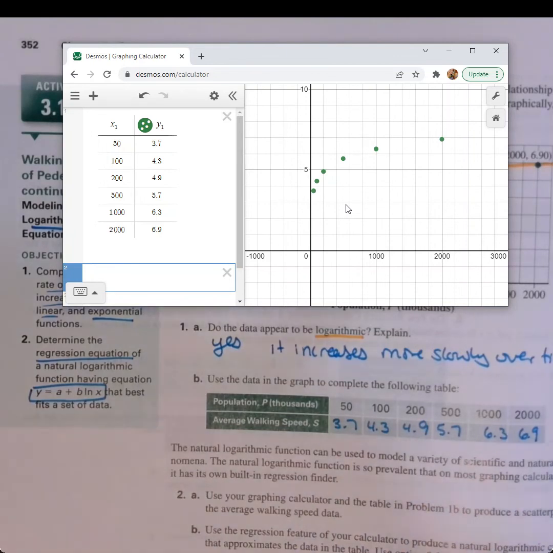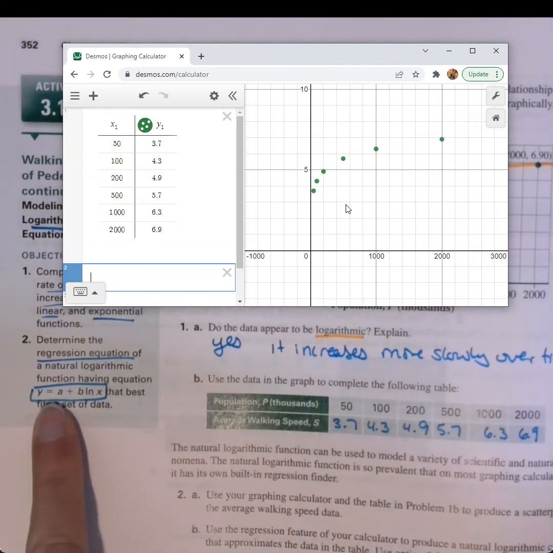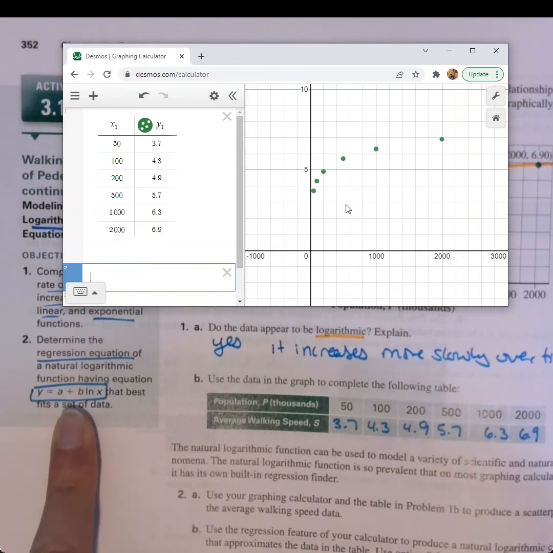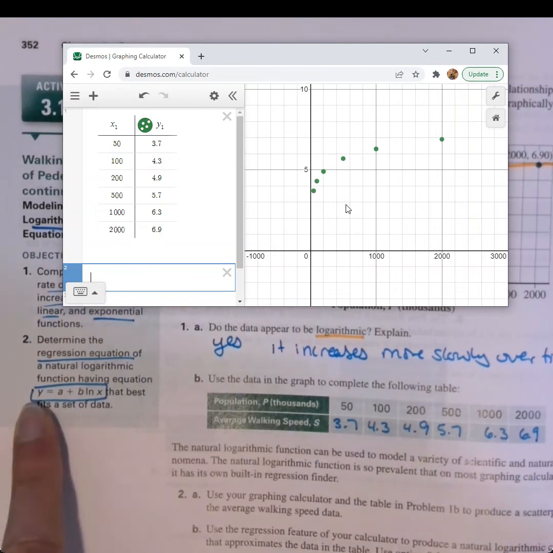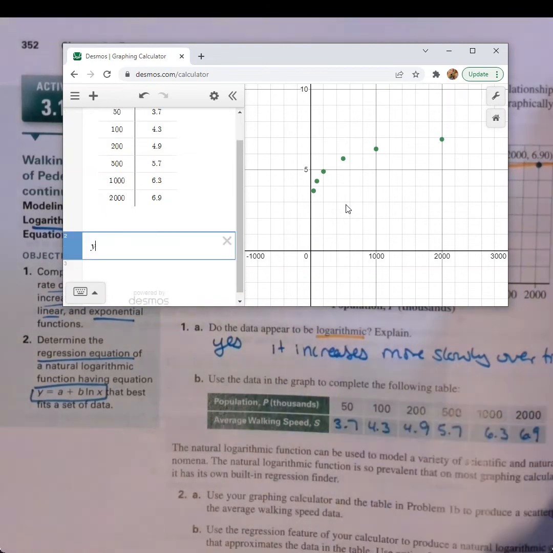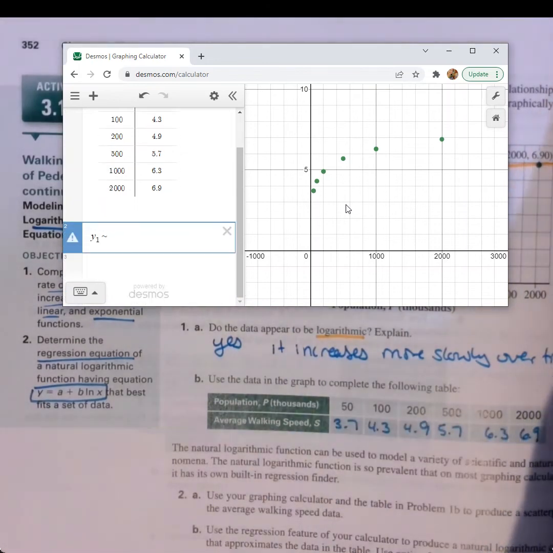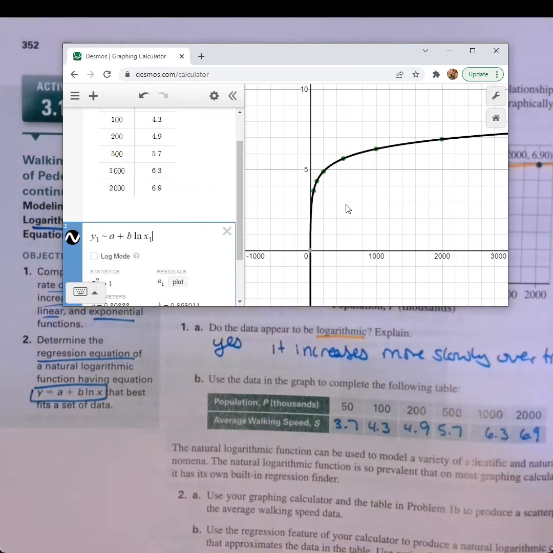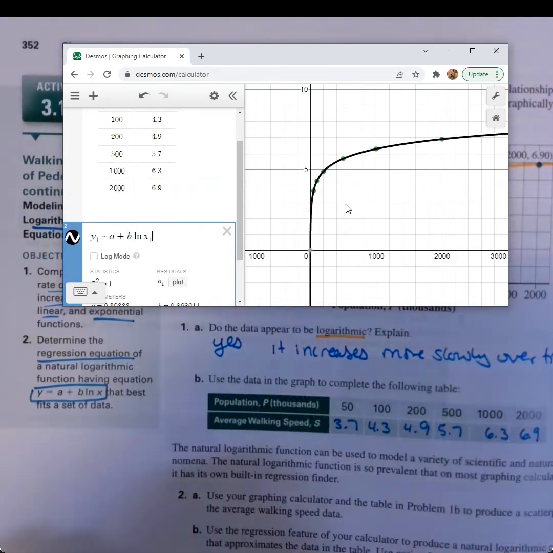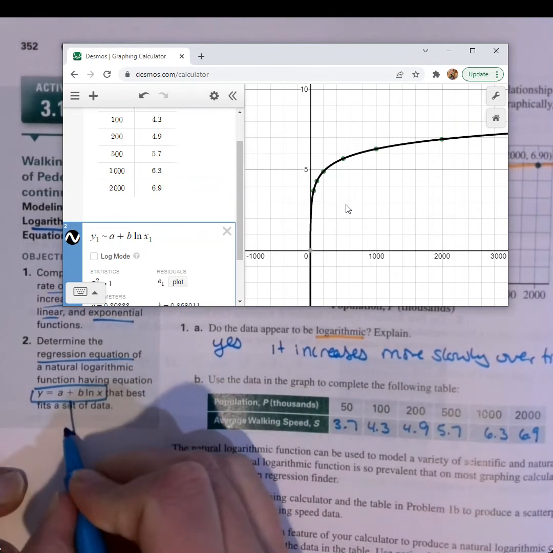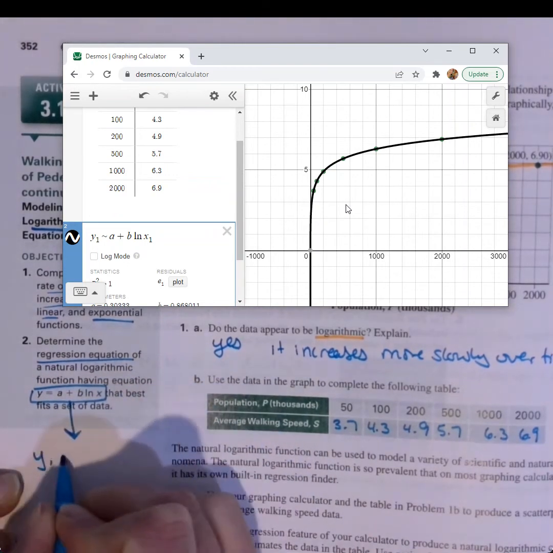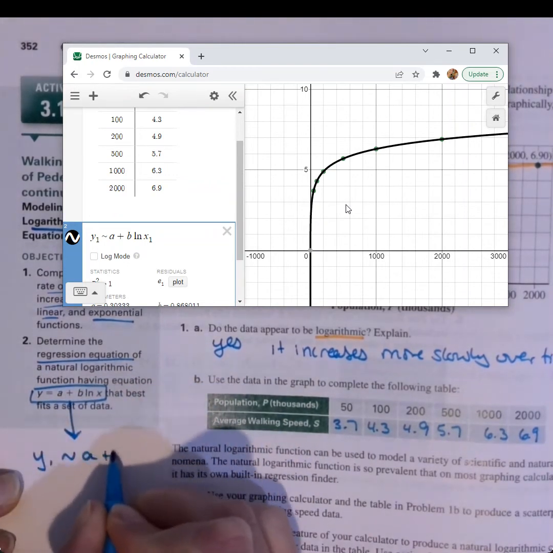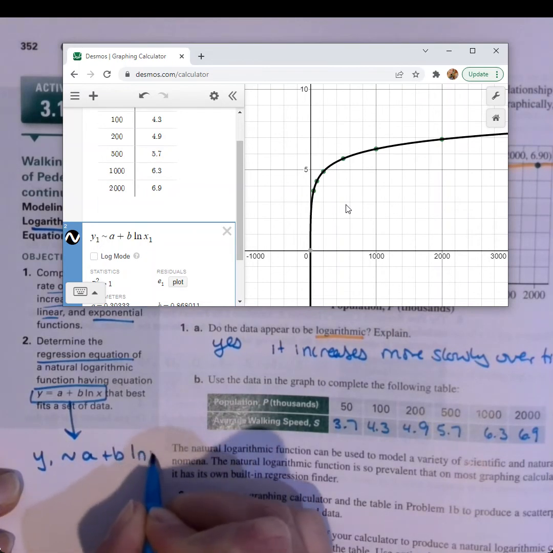So I need to know what the equation looks like. As we see in the book, it looks like y equals a plus b natural log of x. And so I'm going to make my usual regression changes, x1, y1, tilde, and so on. So I'm going to type in y1 approximately a plus b natural log of x1. Ta-da! So we'll note to ourselves for regression, what we will type is y1 approximately a plus b natural log of x1.